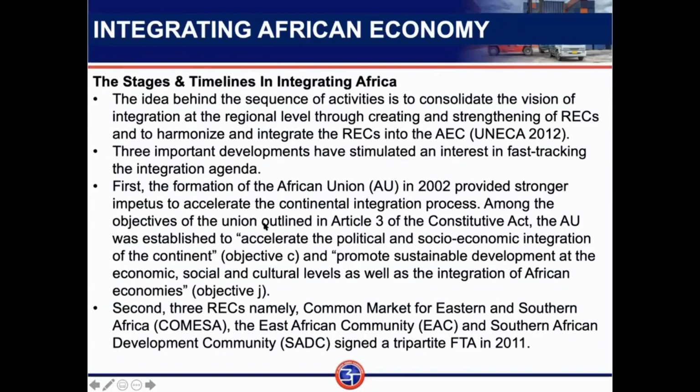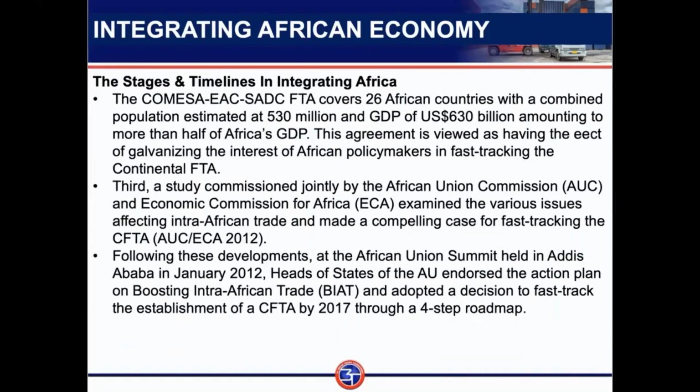The formation of the African Union in 2002 provided stronger impetus to accelerate the continental integration process. Among the objectives of the Union outlined in Article 3 of the Constitutive Act, the AU was established to accelerate the political and socio-economic integration of the continent and promote sustainable development at economic, social, and cultural levels, as well as integration of African communities. Second, three regional economic communities, the Common Market for Eastern and Southern Africa, COMESA, East African Community, EAC, and Southern African Development Community, SADC, signed a tripartite agreement in 2011.